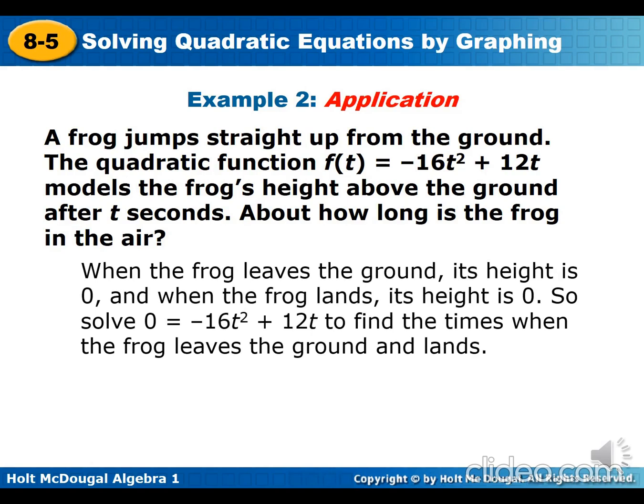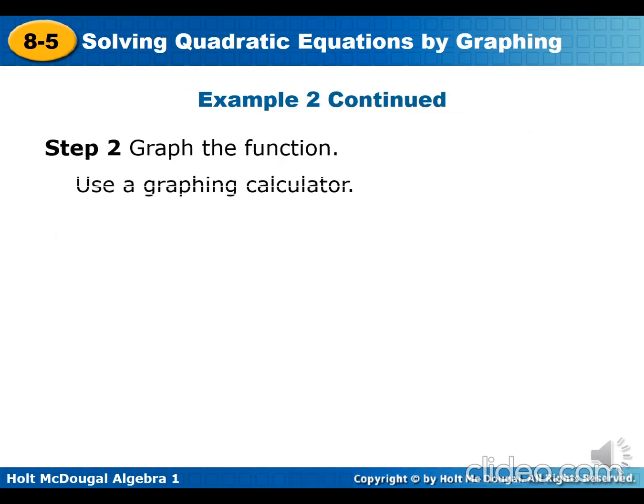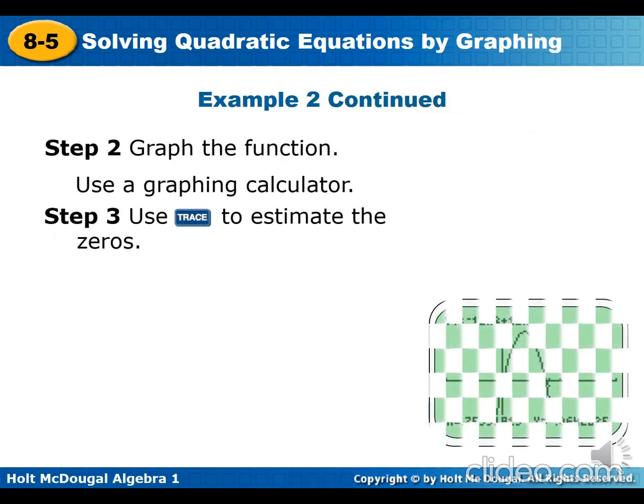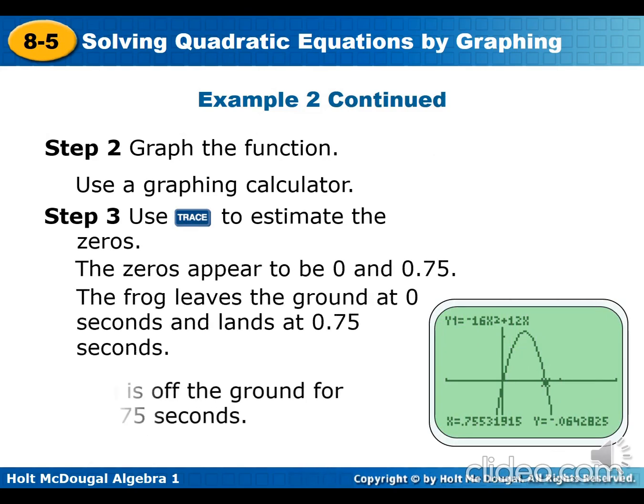Here we just need to explain that when you get to the ground, the height is 0, and when you start from the ground, the height is 0. So step number one is to write the related equation. Here's the function. We just take the f of t and make it 0, which is the y. Next is to graph it. You can use a calculator if you want.